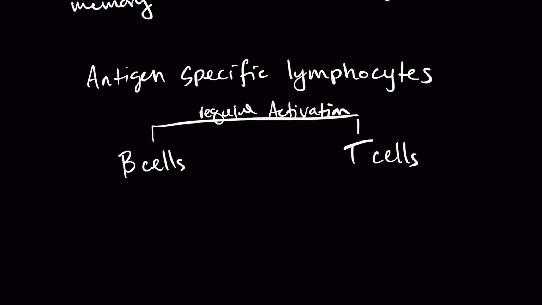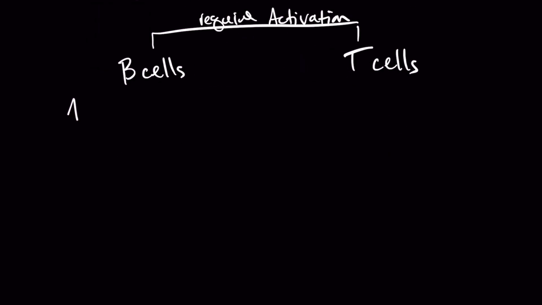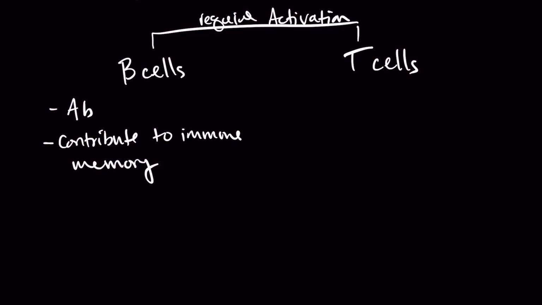Moving on first to the B cells. B cells produce antibodies. Antibodies are what help with complement activation. They make antibodies, and they contribute to our immune memory through the antibodies. There are plasma cells, which provide us antibody specificity. They can neutralize pathogens with our antibodies.